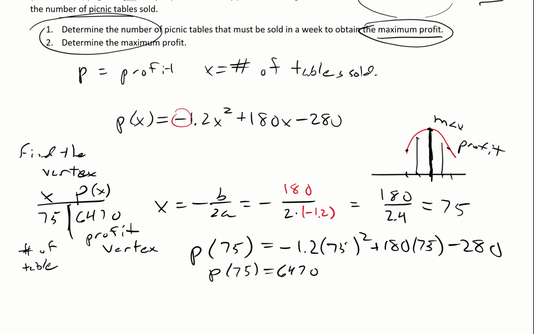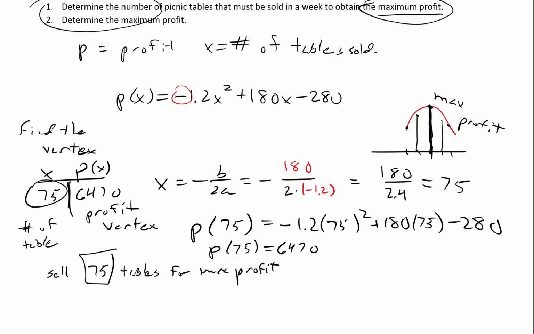So how many picnic tables need to be sold in a week to obtain the max profit? It's right there. Sell 75 tables for max profit. That's one answer right there. And the second answer is, what is the max profit? We're talking money, right? $6470. Over $6,400 profit.